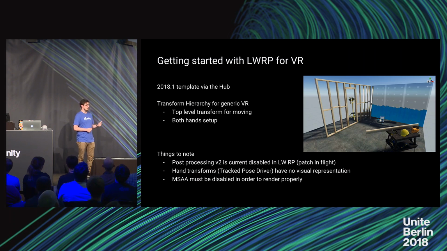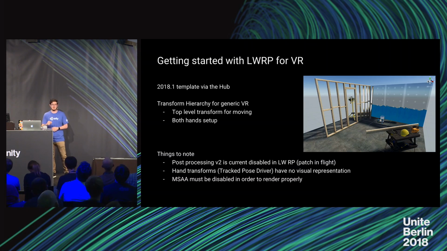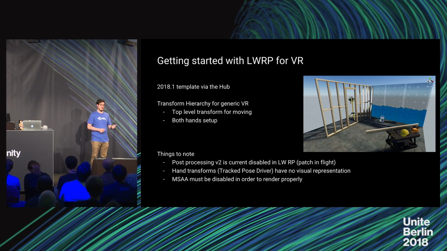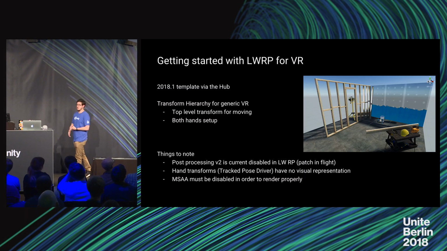And the nice thing with the Hub is that it actually provides templates. So when you start a new project and you've selected the 2018.1 version or above, there used to be just a 2D, 3D checkbox, and now we're actually shipping full project templates. In these templates is a lightweight render pipeline for VR. And the nice thing is that it comes with this little construction set that you see here. It has things like the post-processing stack all set up.